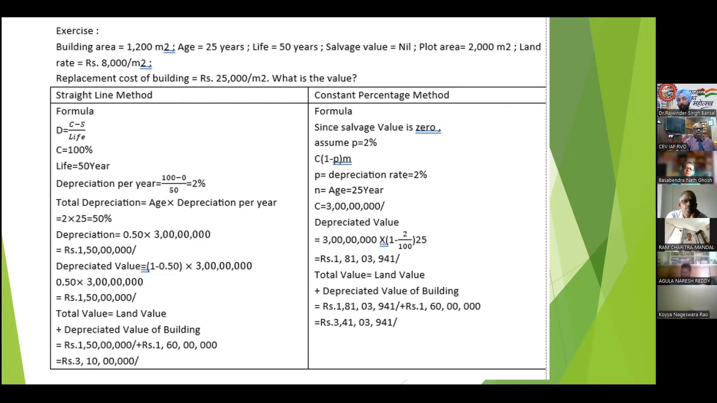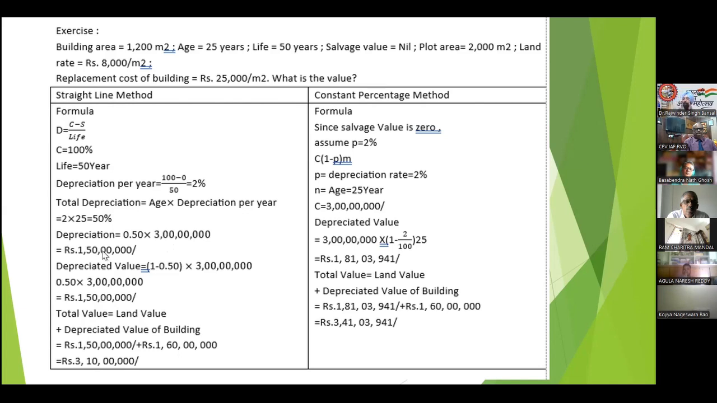50%. 25 into 2, 50%. What does this mean? It means 50% of the value has depreciated. It means depreciation value will be 50% of 3 crore. This is depreciation value. This is not depreciated. See, this is depreciation and this is depreciation value, which is 50% of the value. So depreciation value is 50% of 3 crore, meaning 1 crore 50 lakh.